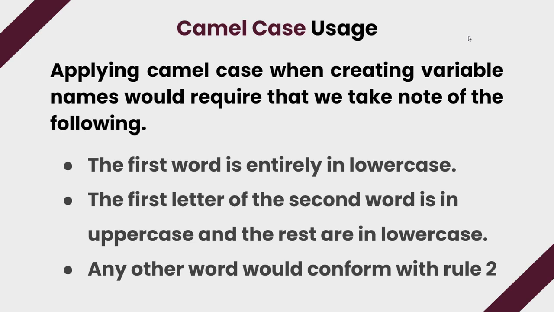Now, for the final rule we are to follow, other words that follow after that second word would conform to rule 2. So if you were to have a 3-word variable name or a 4-word variable name or a 5-word, 6-word and above, any other word after the second word would follow the rule of the second word, which is that the first letter of that word would only be in uppercase with the rest being in lowercase. We'll be seeing an example of that in the next slide.